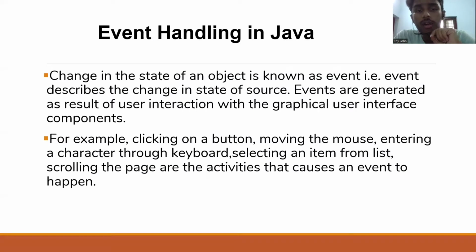Event handling in Java. So what is an event? The change in the state of an object is known as an event. That is, an event describes a change in state of the source. Events are generated as a result of user interaction with the graphical user interface components. For example, clicking a button, moving the mouse, entering a character through the keyboard, selecting an item from a list, and scrolling the page are the activities that cause an event to happen.